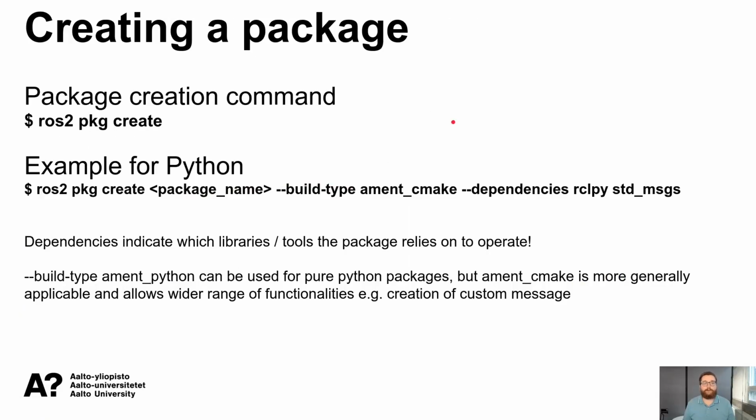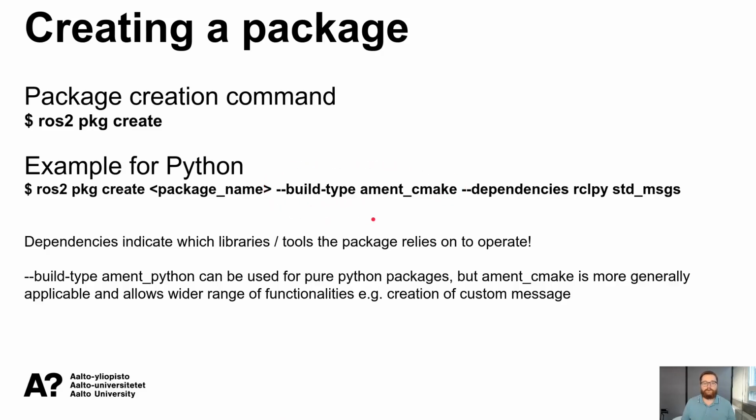Okay, so how to actually create a package then? In ROS2, packages are created with this command: ros2 pkg create. Below is a quite general, minimalistic example of how you would go about creating a basic package in Python. To the ros2 pkg create command, as an argument, you have to give the package name, the name of the package that you want to create, and then there are multiple flags that you can, or oftentimes have to, provide. So basically, you have to provide the build type.